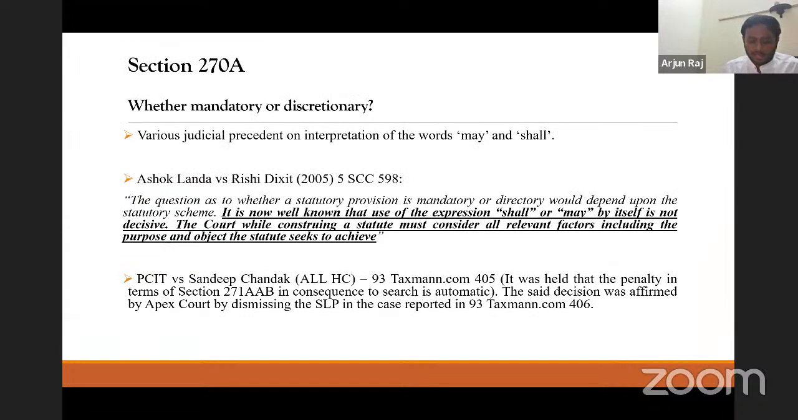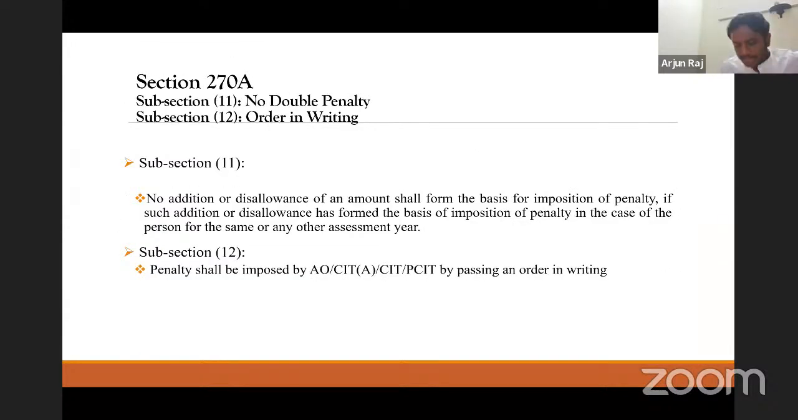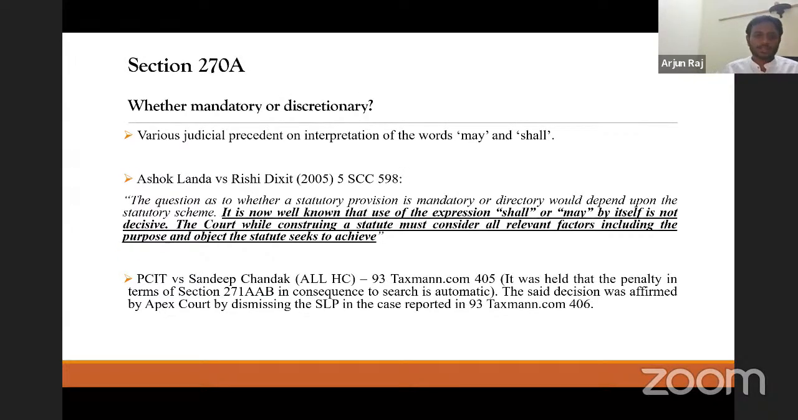Now I just discussed the various subsections being captured under 270A. Next is the question whether 270A is mandatory or discretionary, whether the assessing officer has a power to levy penalties under 270A. There are various decisions defining and interpreting the terms may and shall. Where they say once the word may has been used, it has to be construed as not automatic. There is a discretion vested with the assessing officer.